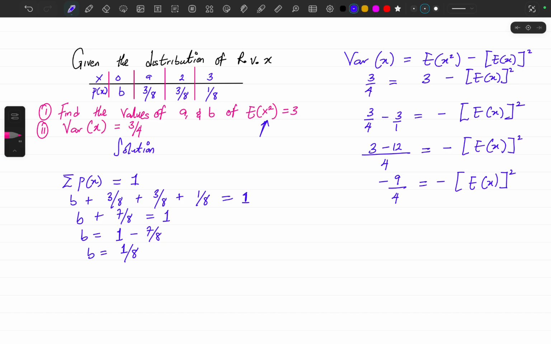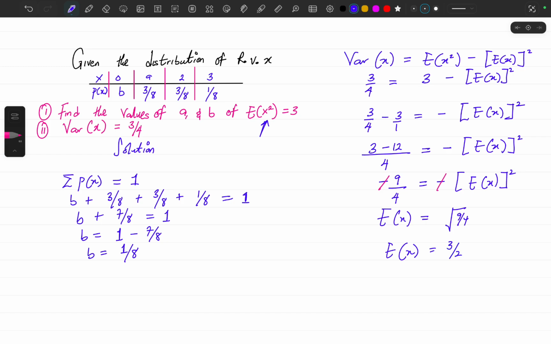So if you check closely here, we'll see the negative, take care of the negative, and we can take the square root of both sides. If you take the square root of both sides, that makes us say that the expected value equals the square root of 9/4, and that gives the expected value to be 3/2.